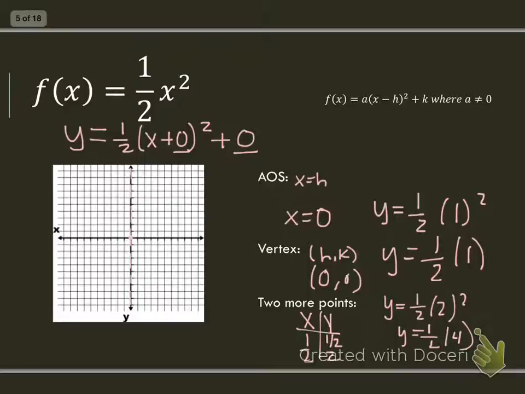So when I graph it, we got 1, 1/2, so I go right 1, up 1/2, and my other one was 2, 2, so I go right 2, up 2, and then I mirror off of my dash line. Okay, so it is 1 away on this side, and it is 2 away on the left side for that one. So my U shape is going to look like that.